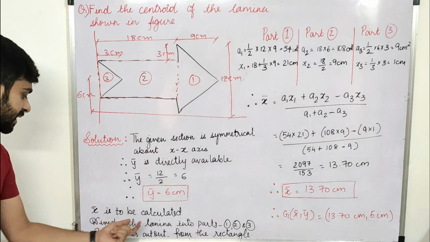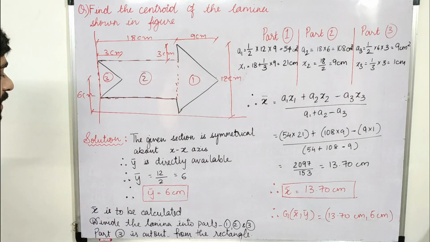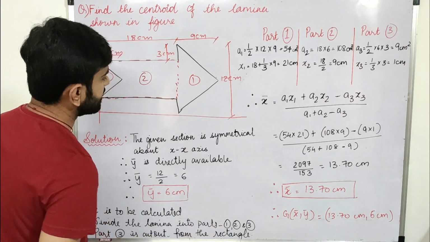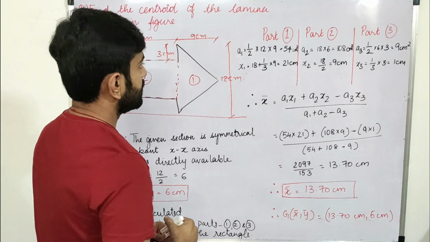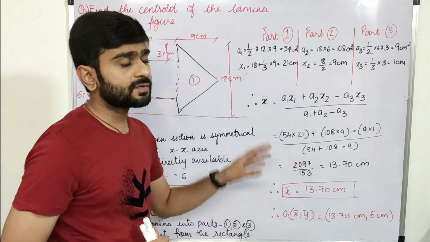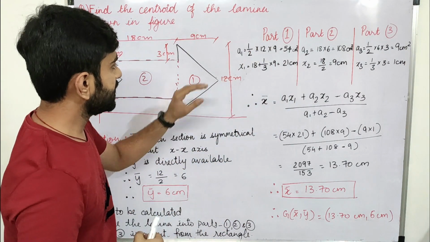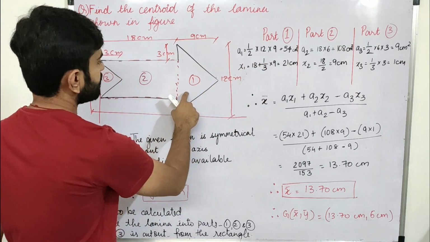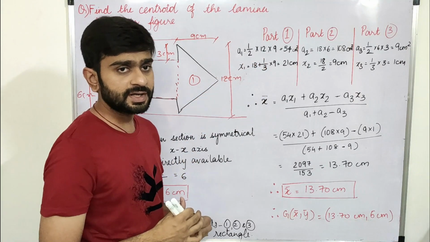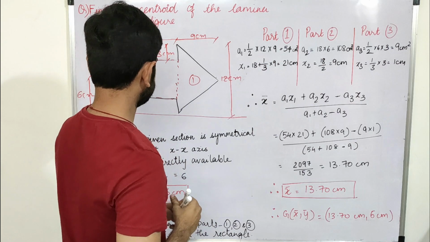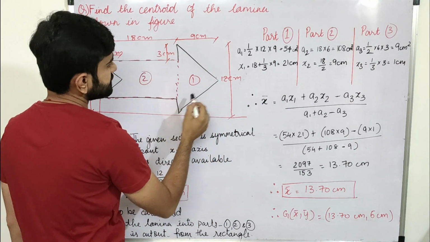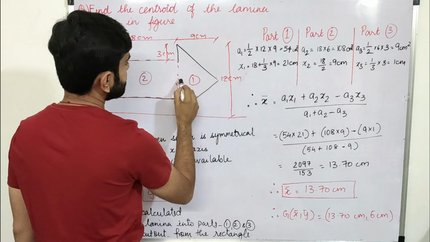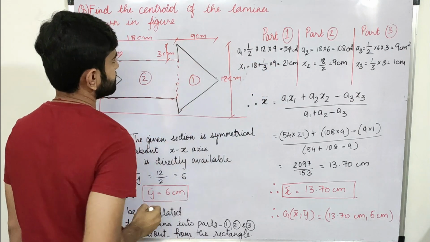Now x bar is to be calculated. Divide the lamina into part 1, 2 and 3 as we did. Part 3 is cut out from the rectangle. Here I have shown the calculations for part 1, 2 and 3, where the area of the first is half into base into altitude, because this is a triangle. The base is this 12, into altitude, which is 9 centimeter.